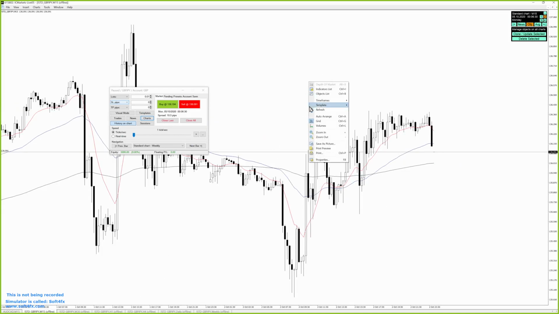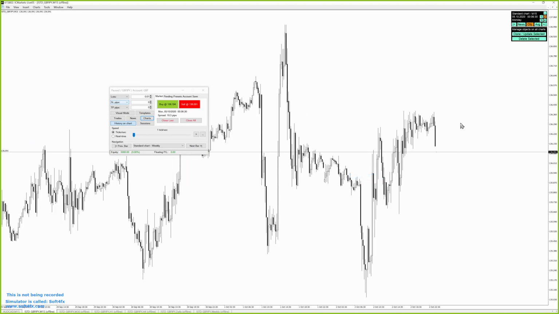And then we go towards the 15-minute chart, and then we do naked charts. Perfect, right? This is what we got at this point. So from here, what's this?